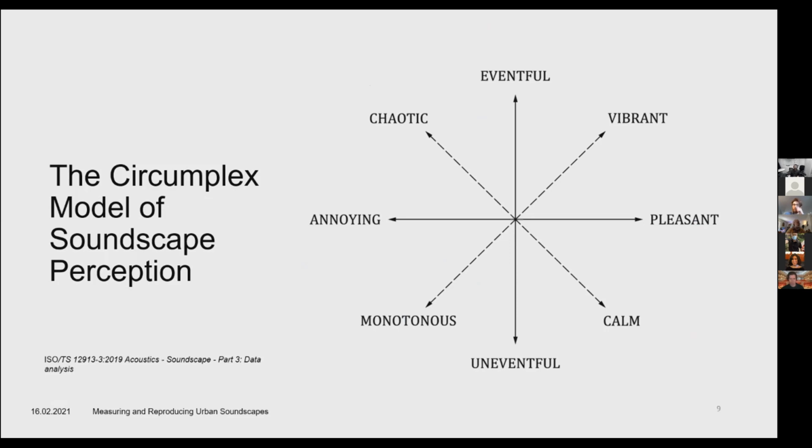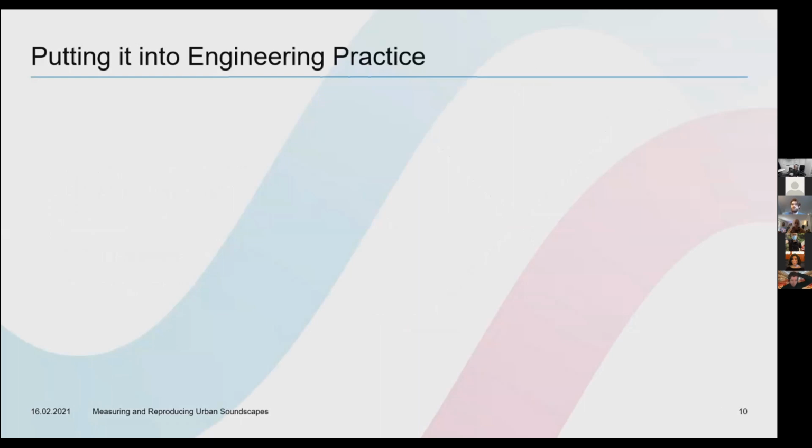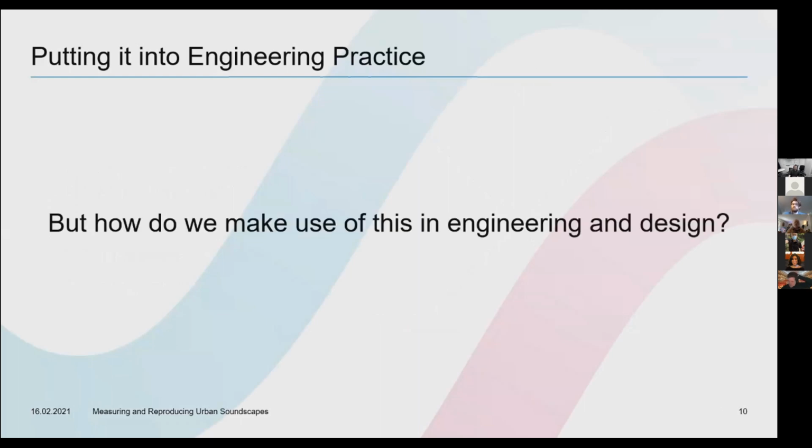So within our thinking on Urban Soundscape, we describe soundscapes in terms of these pleasant, vibrant, eventful, chaotic sorts of attributes. And any particular soundscape could be plotted on this two-dimensional plane. And as I say, this has been formalized now by the ISO standard. But again, this raises some questions for us. We can talk about labeling something in this way, but then how do we put it into engineering practice, and how do we make use of it in engineering and design, right?